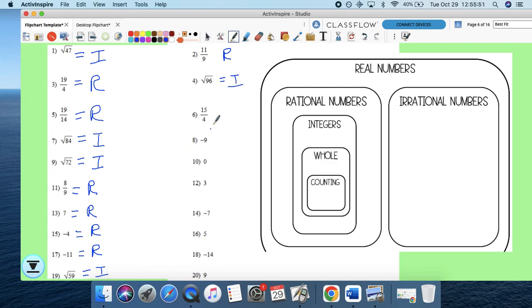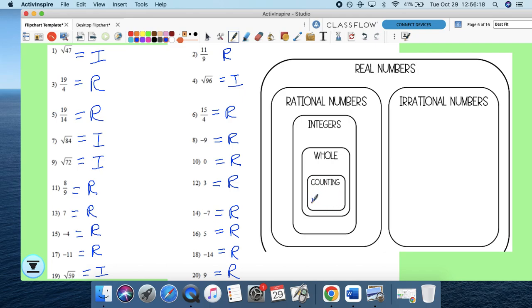Okay. 15 over 4, it's already a fraction, so that's rational. Negative 9, also rational. It's also an integer. 0 is a whole number, an integer, and rational. 3 is counting, a whole number, and an integer. Negative 7 is also rational. 5 is rational. Negative 14 is rational. And 9 is rational.